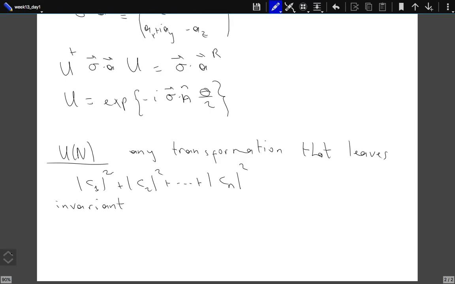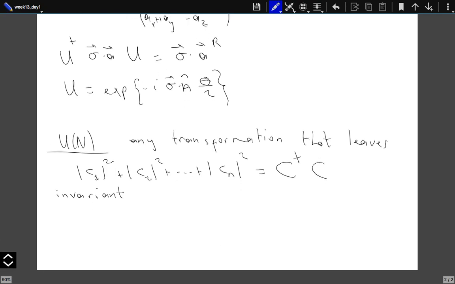Again, in our case, this is basically the state matrix. And this product just corresponds to the norm of our state matrix in the 2 by 2 formalism. So the rotations should leave the norm of my state matrix invariant. Now this thing I can write as C dagger C, where I can define C to be C1, C2, Cn. Now in the spin 1/2 case, n is just 2.